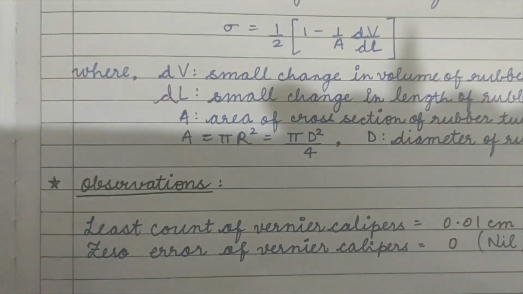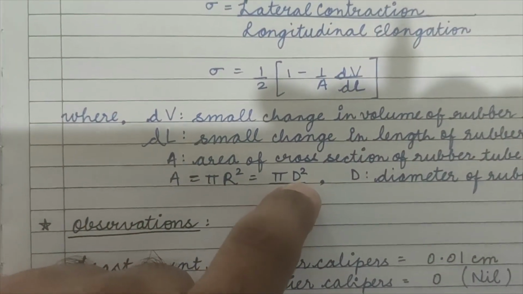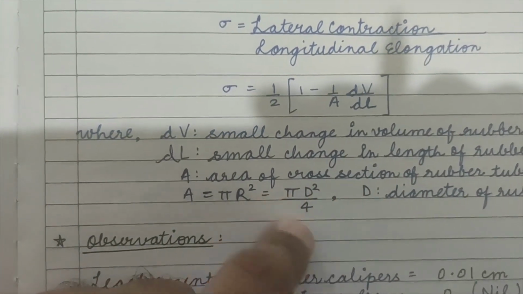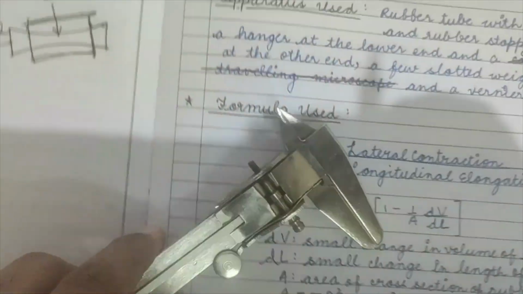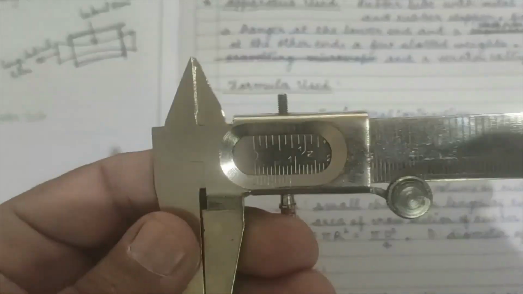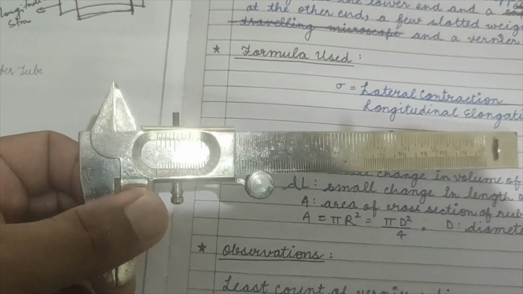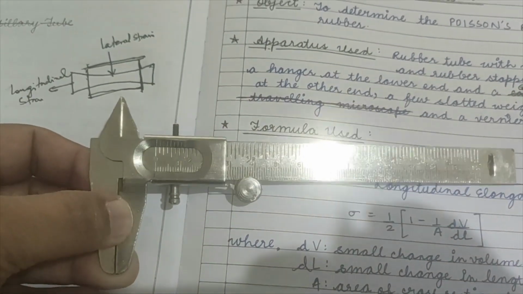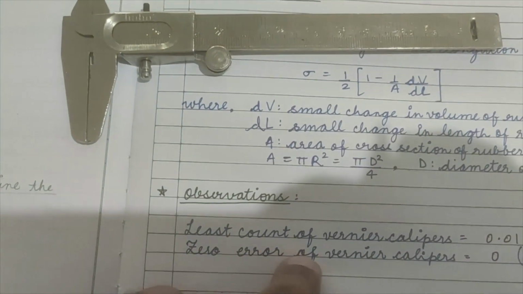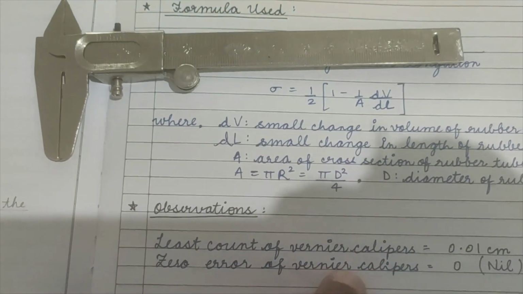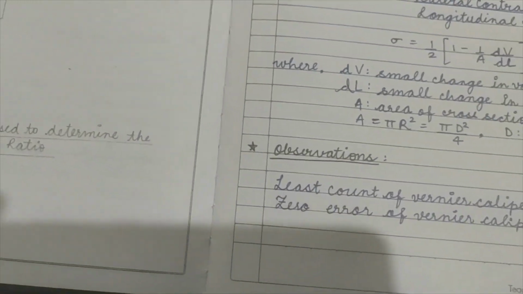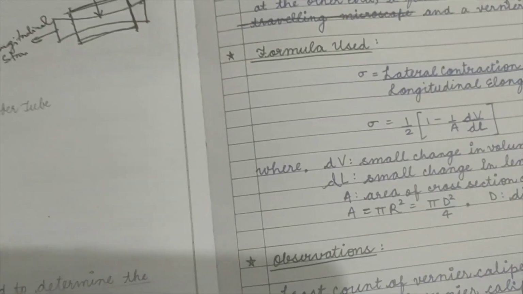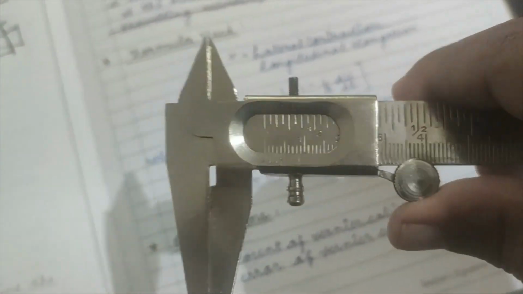So the first thing we will do is calculate the diameter of the rubber tube, for which we need a vernier caliper. I think you all know how to work with the vernier caliper. This is my vernier caliper. I'm not going to demonstrate how to take the reading from the vernier caliper, but first you need to take the least count and the zero error of the vernier caliper. You must know already how to take these.